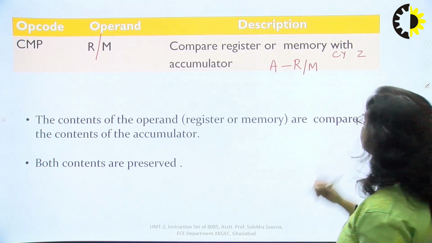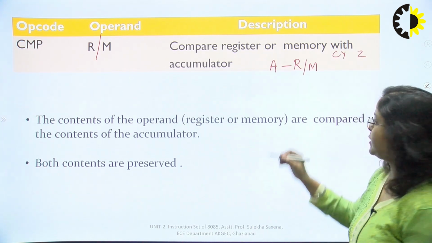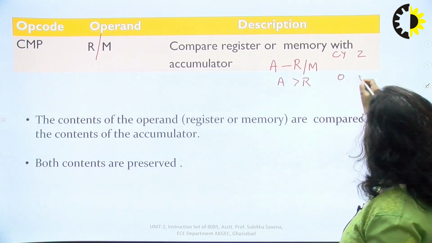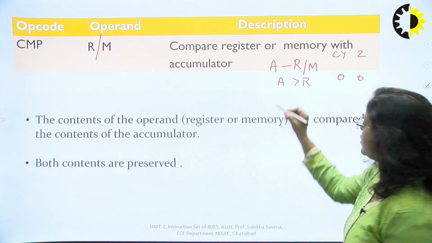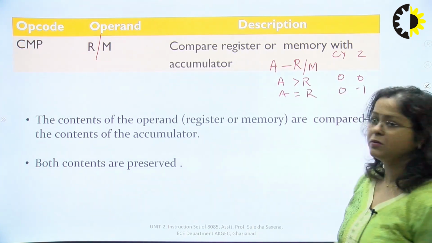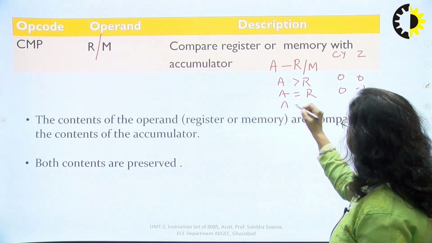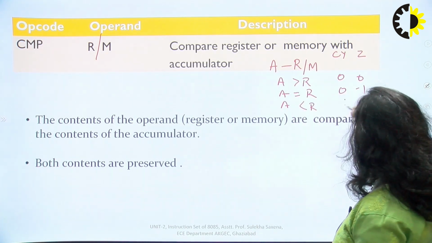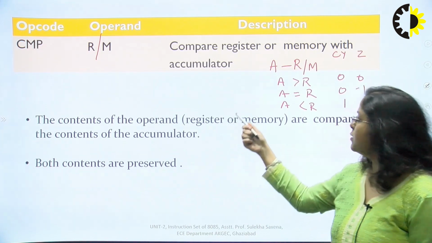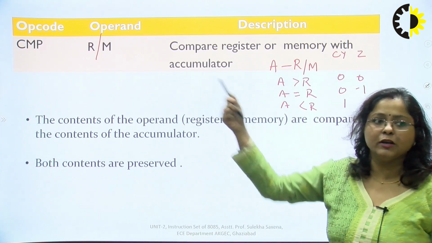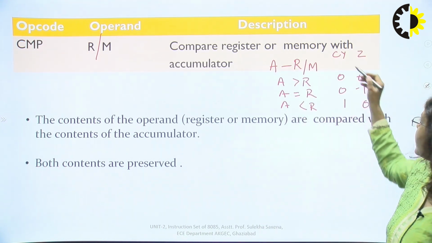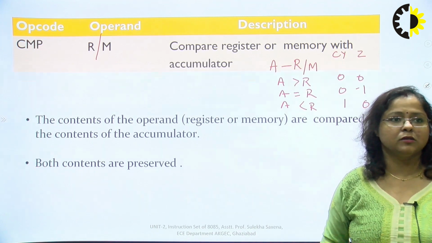Let accumulator be greater than R, then carry will be 0, zero flag will be 0. Let accumulator be equal to R, then zero flag 1, carry will be 0. And if accumulator is less than R, then carry 1 and zero flag 0. So the content of operand is compared with accumulator. Both the contents will remain the same and only flags will be changed.